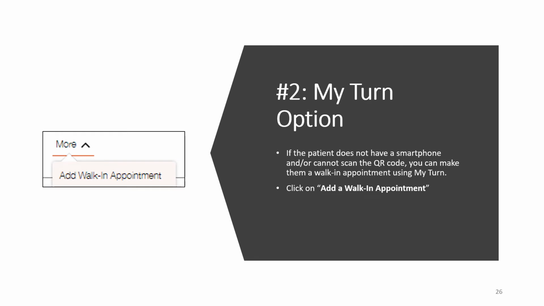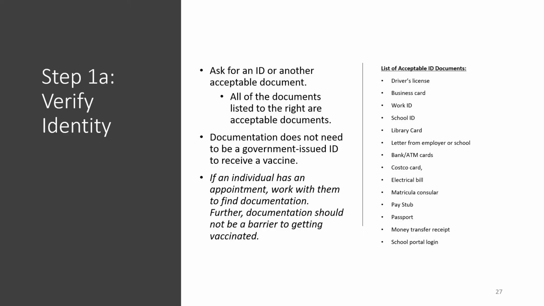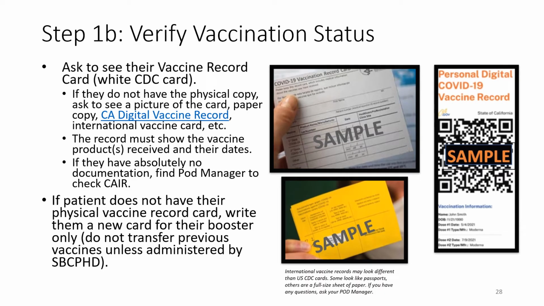Method number 2, My Turn option. If the patient does not have a smartphone or they can't scan the QR code, you can make them a walk-in appointment using My Turn. Let's go ahead and walk through those steps now. Remember that the first step to helping a patient with the My Turn appointment is to verify their identity. Remember that you could use a government-issued ID or anything else on the list of acceptable ID documents. Again, we want to verify that they also have some proof of their past vaccinations before making an appointment.